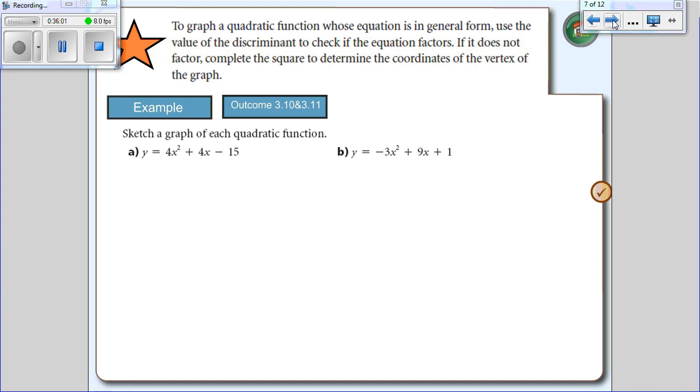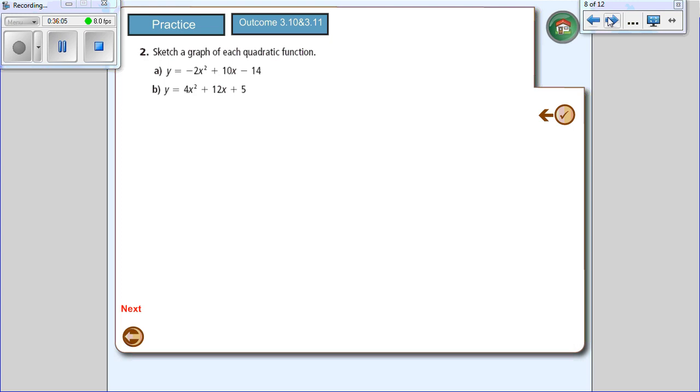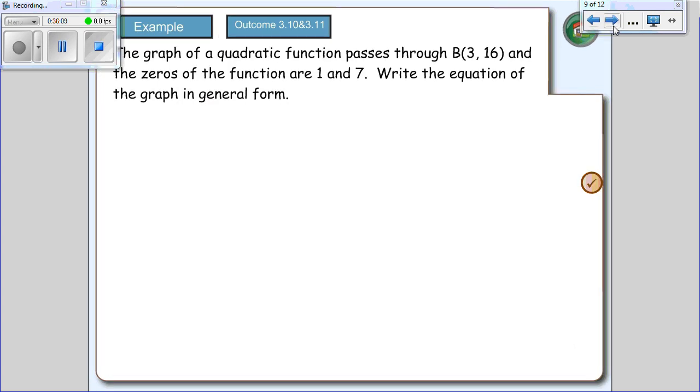We're going to fast forward all the way to this. The graph of a quadratic function passes through B(3, 16), and the zeros of the function are 1 and 7. Write the equation of the graph in general form. That's a lot of wording, and you need to know what's going on.